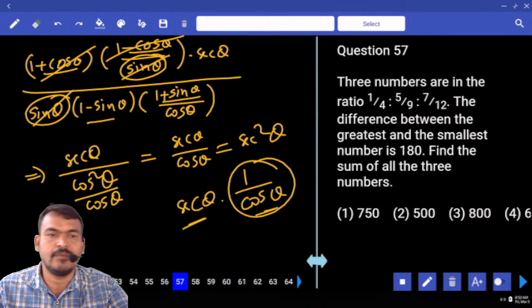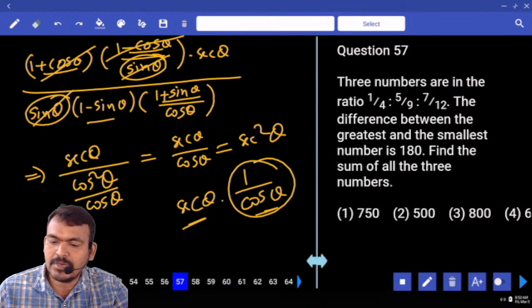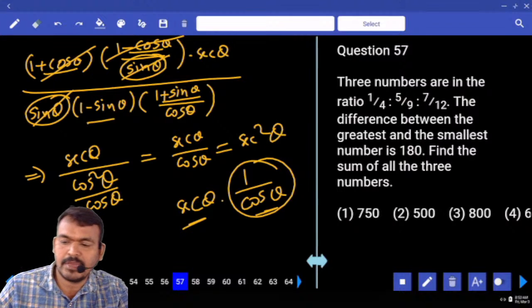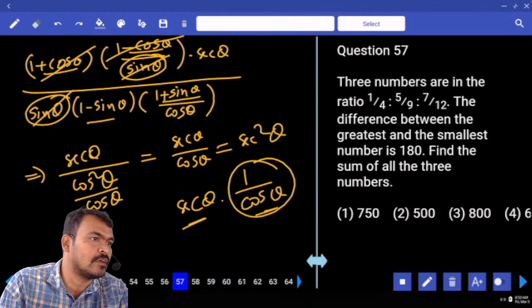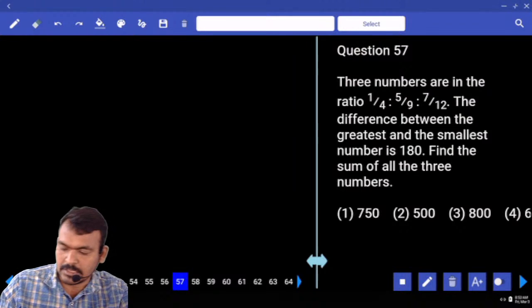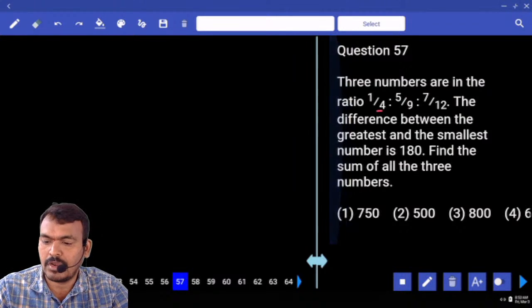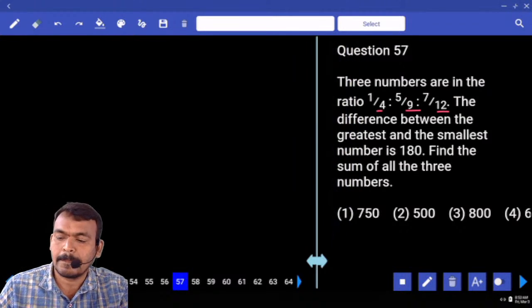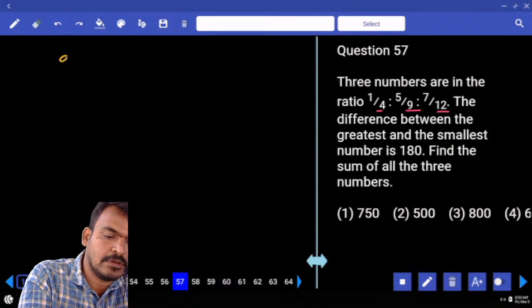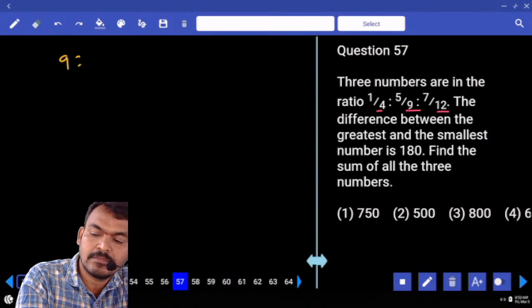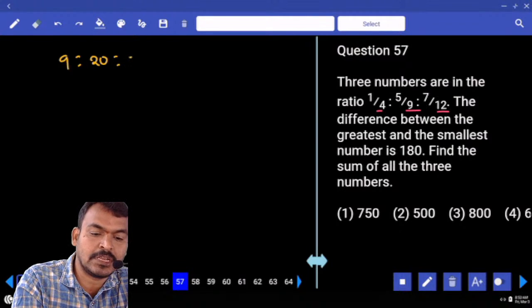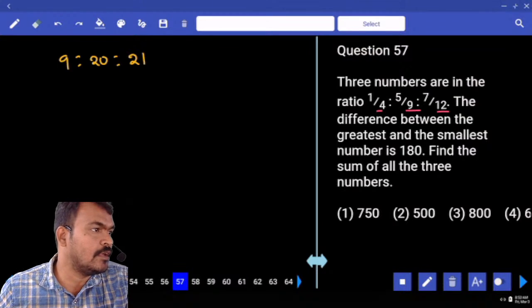Next, question number 57. Three numbers are in which ratio? 1 by 4, 5 by 9, 7 by 12. All are in fractions or not? Fractions converted to integers, take the LCM. 4, 9, 12, LCM is how much? 36. 4 how many times? 9 times. 9, 4 times. 4 into 5 is 20. 12 how many times? 3 times. 3 into 7 is 21.